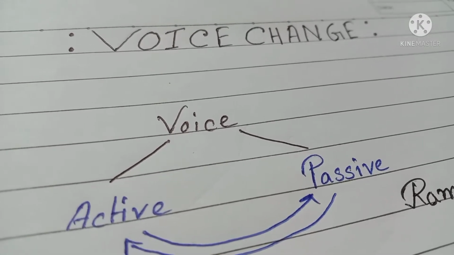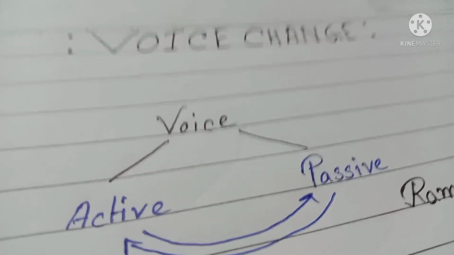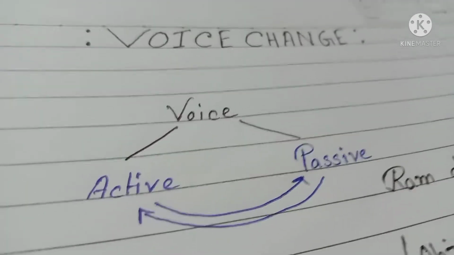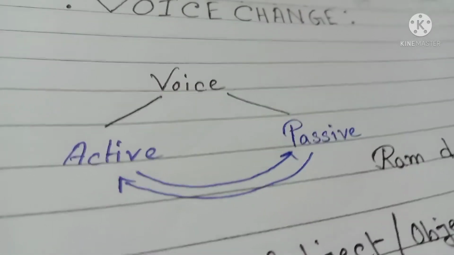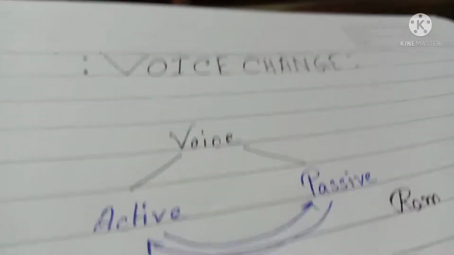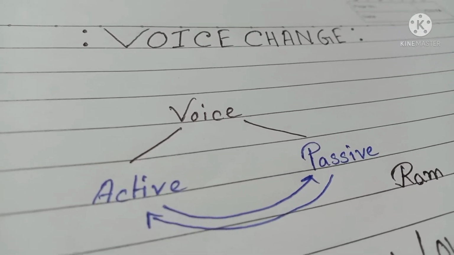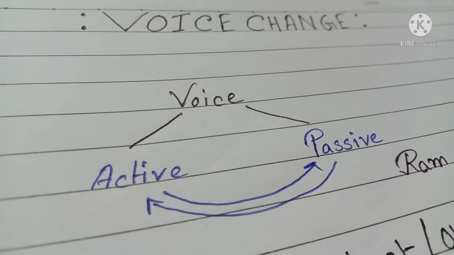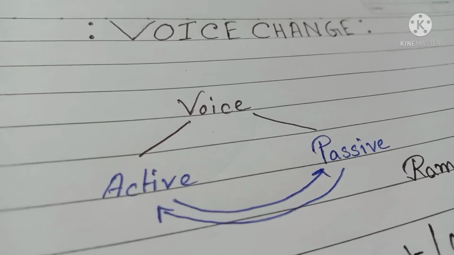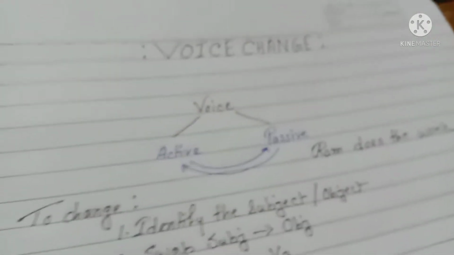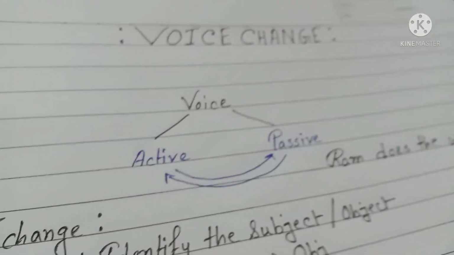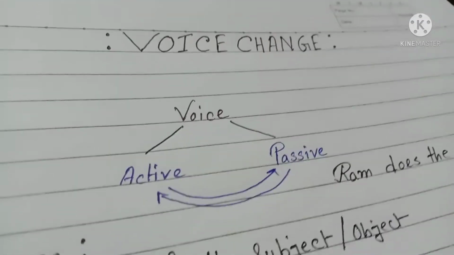And believe me, as it is one of the most important topics of grammar skill, it is also one of the easiest topics of grammar skill. So let's see how we can change the active voice to the passive voice and vice versa with the help of these tricks. So we all know what voice is.